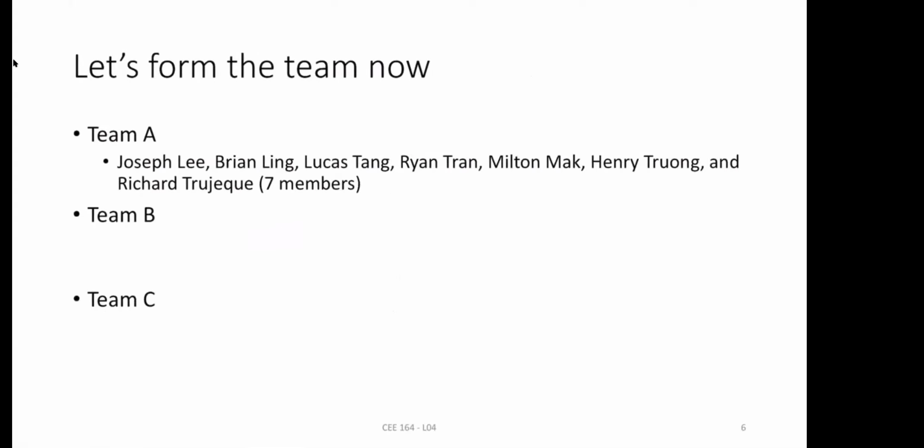Okay, so let's form a team now. Just as an example, I put team A. It's not like you have to come up with a name. If you want to call your team something else based on your interest, you can call it whatever word makes it connecting for your team. So I just write team A, B, C so that we can write it right now.